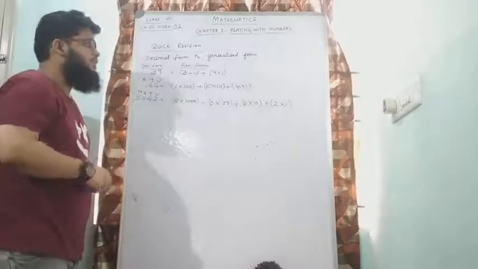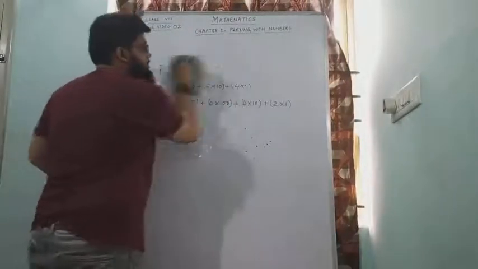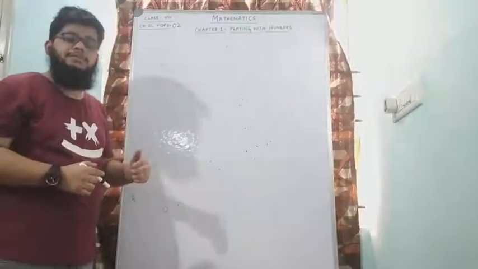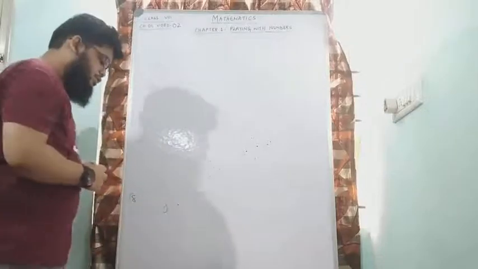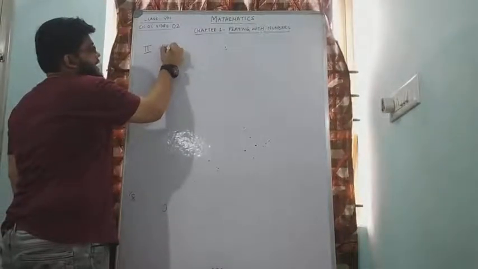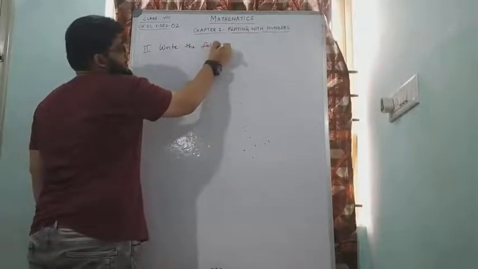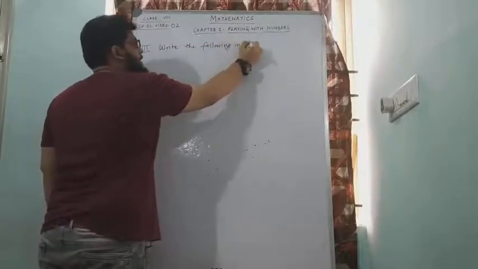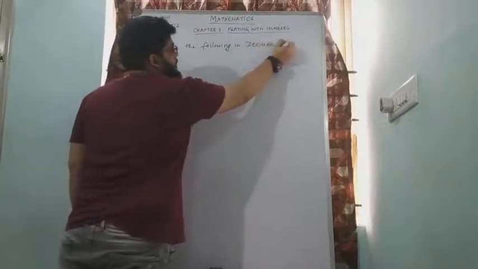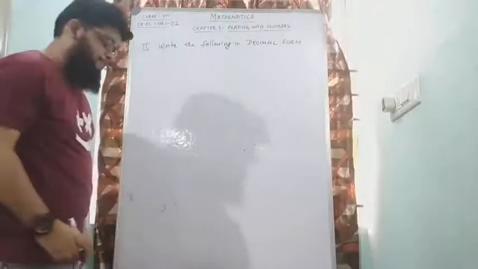So that is what we had learned in yesterday's class, and in today's class we will learn how to write the numbers from generalized form or expanded form to their decimal form. So the second heading will be, write the following in decimal form. Okay, let us see one example.